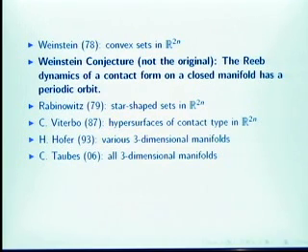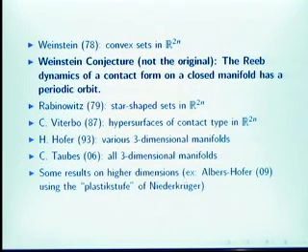But there was a major breakthrough in '93 by Hofer, where he proves the Weinstein conjecture in the three-dimensional case for various three-dimensional contact forms. And I'm going to emphasize this part of history here. There are also some recent results in higher dimensions by, for example, Albers and Hofer, which is just out, using the plastikstufe of Niederkrüger, which is a generalization of the overtwisted disk for higher dimensions.